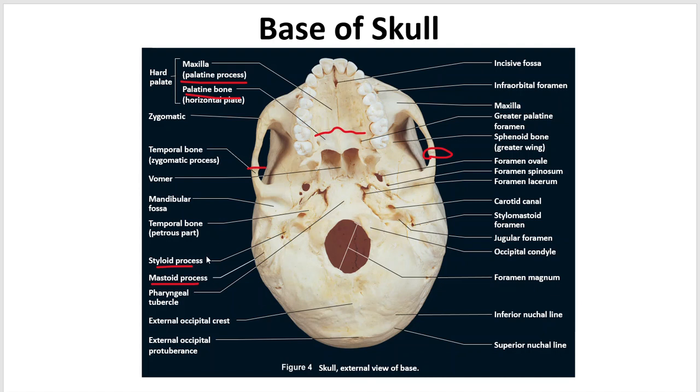Let's see what we've got under the temporal bone. Jugular foramen we need right there. It's large and kind of jagged. Mandibular fossa is right here, guys. It's a bowl-shaped thing where the mandible sits. The condyle of the mandible sits there. So there is our mandibular fossa.